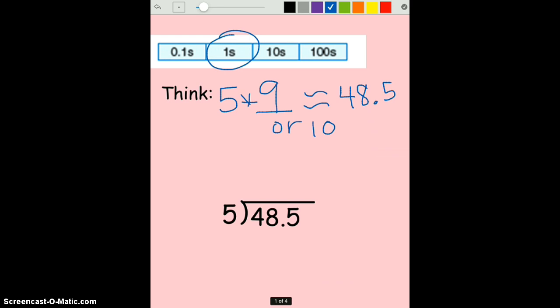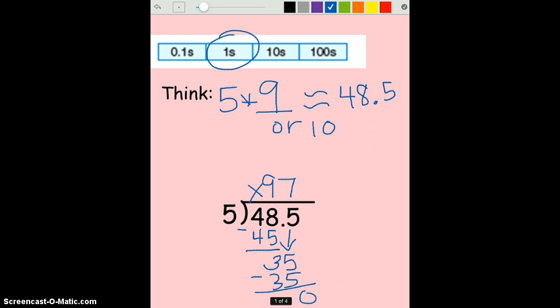How many fives can we make out of 4? None. So then we're going to look at 48. How many fives can we make out of 48? And you can push pause and try it on your own and see if you're right. 5 times 9 is 45. Subtract and we get 3. That's smaller than my divisor, so I'm okay. Bring down the 5. 5 times what will give me 35? And again, you can push pause and try it on your own. 5 times 7 is exactly 35.